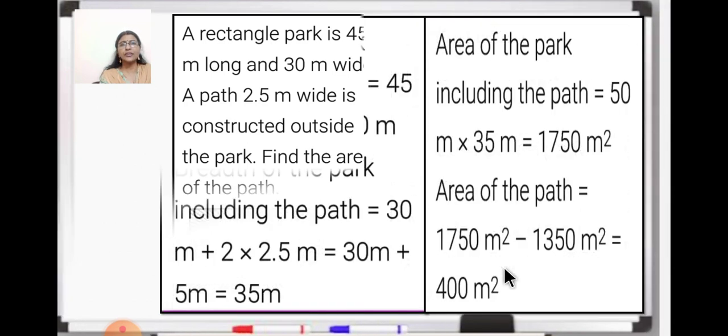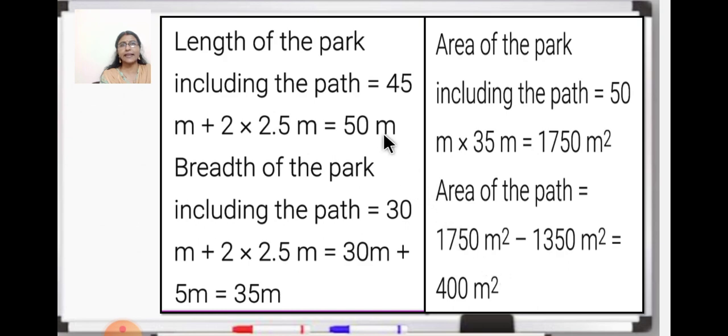Now you'll have to find out the area of the bigger rectangle. That means length of the park including the path. So what you're going to do, 45 plus 2, you can see both the sides 2.5 is added. So you can write directly like this, 45 plus 2 into 2.5. So it will become 45 plus 5, 50 meter.